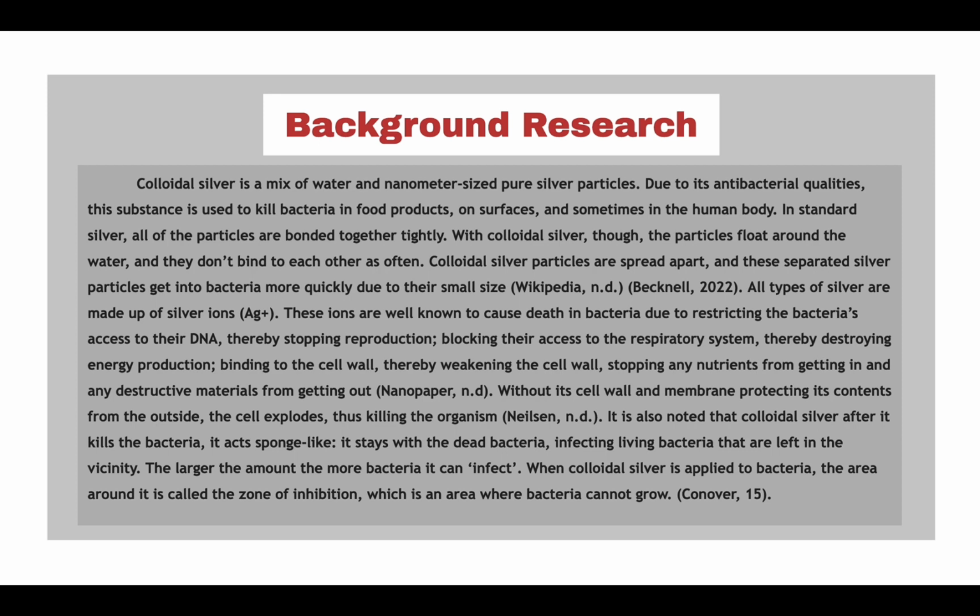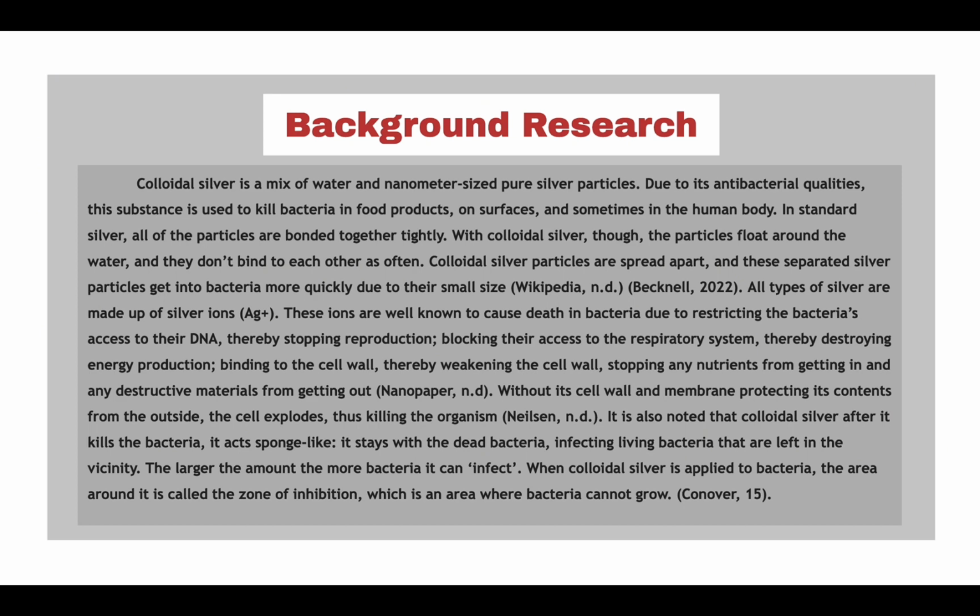Colloidal silver is a mix of water and nanometer-sized pure particles. Due to its antibacterial qualities, this substance is used to kill bacteria and food products on surfaces and sometimes in the human body. In standard silver, all of the particles are bonded together tightly. With colloidal silver, though, the particles float around the water, so they don't bind to each other as often. Colloidal silver particles are spread apart, and these separated silver particles get into bacteria more quickly due to their small size. All types of silver are made up of silver ions.